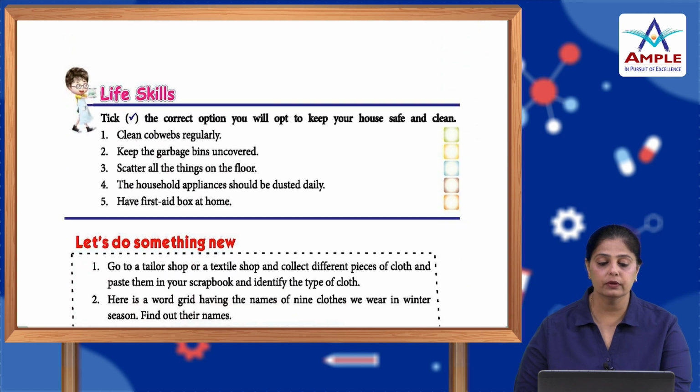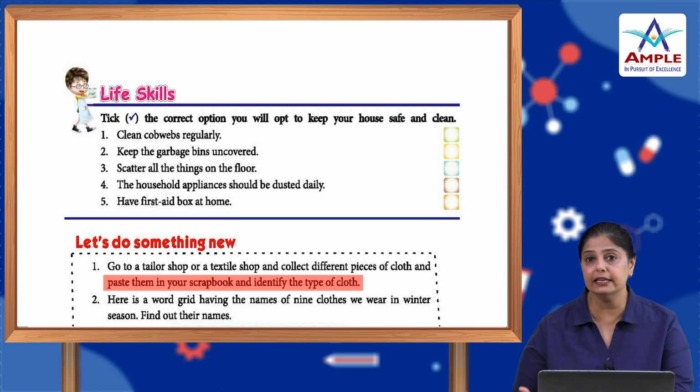Okay? Now, life skills. Take the correct option. You will opt to keep your house safe and clean. Now, read all these sentences clearly and then mark what according to you is the correct option of keeping your house neat and clean. Okay? Now, let's do something new. Go to a tailor shop or a textile shop and collect different pieces of cloth and paste them in your scrapbook. And then identify the type of cloth. You can take the help of your parents, or you can ask any elders or the tailor himself to tell you what type of fiber or what type of cloth it is.